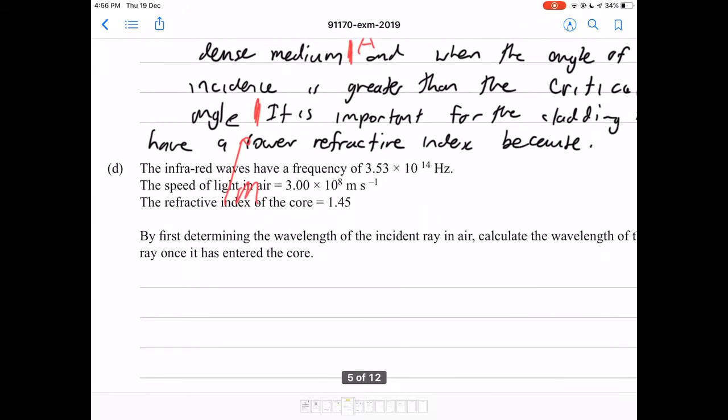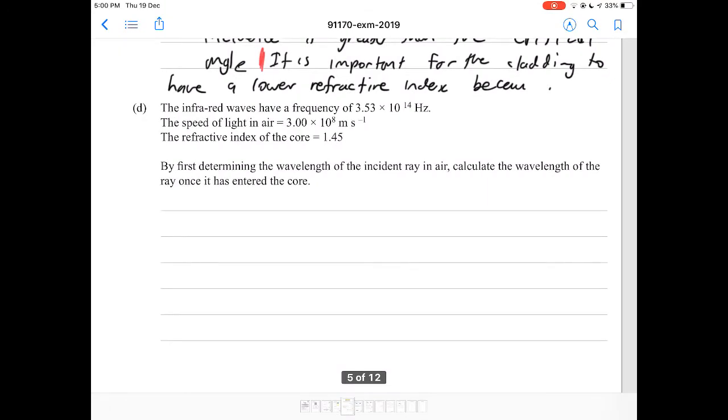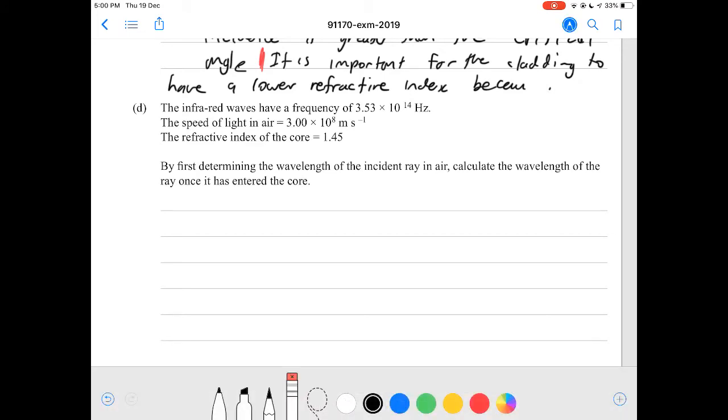So D, the infrared waves have a frequency of 3.53 times 10 to the power 14 Hertz. The speed of light in air is 3.00 times 10 to the power 8 meters per second, and the refractive index of the core is 1.45. By first determining the wavelength of the incident ray in air, calculate the wavelength of the ray once it has entered the core. The question specifically asks you to find the wavelength of the incident ray in air, so that's something we need to find.